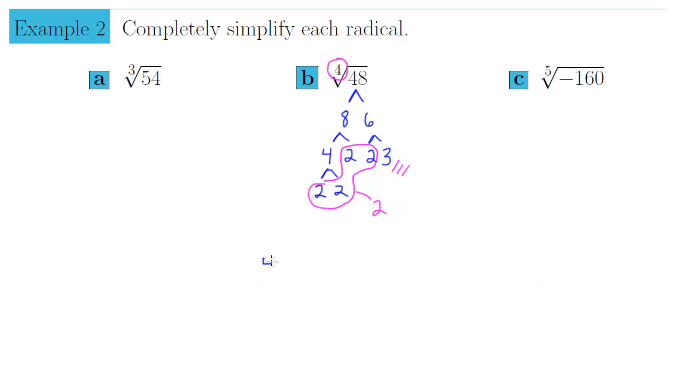That means the fourth root of 48 is equal to a single 2 on the outside times the fourth root of 3. So this 3 stays on the inside of a fourth root. Again, because we started with a fourth root, we're going to end with a fourth root. So there's our simplified form.